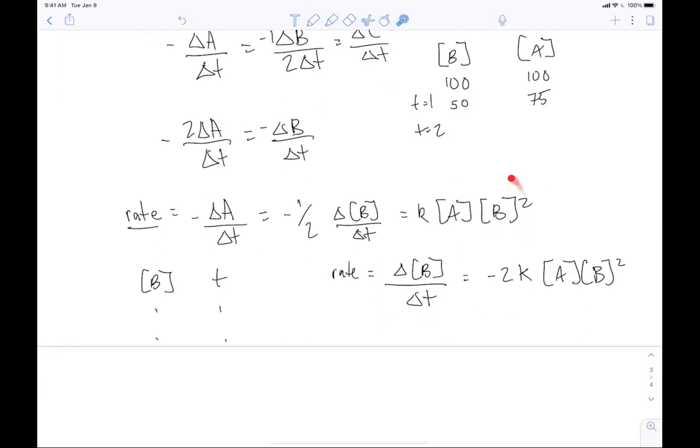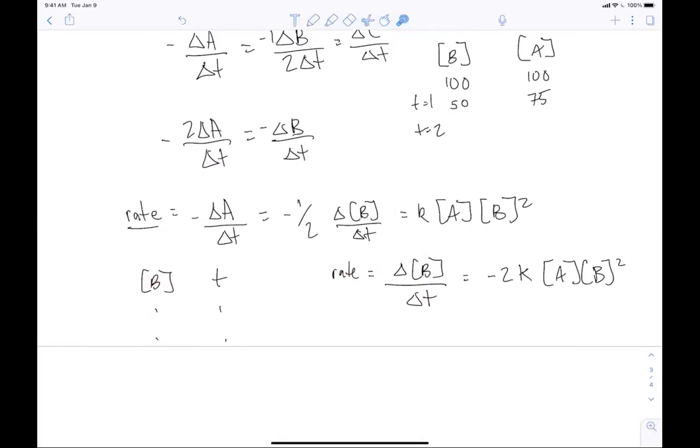Like if you knew this rate law and you wanted to make predictions about the rate at a particular point in time, this is how you would do it. Right. So if I was to say, what's the rate at a particular concentration of B, you would use this to figure it out. What you said is good.